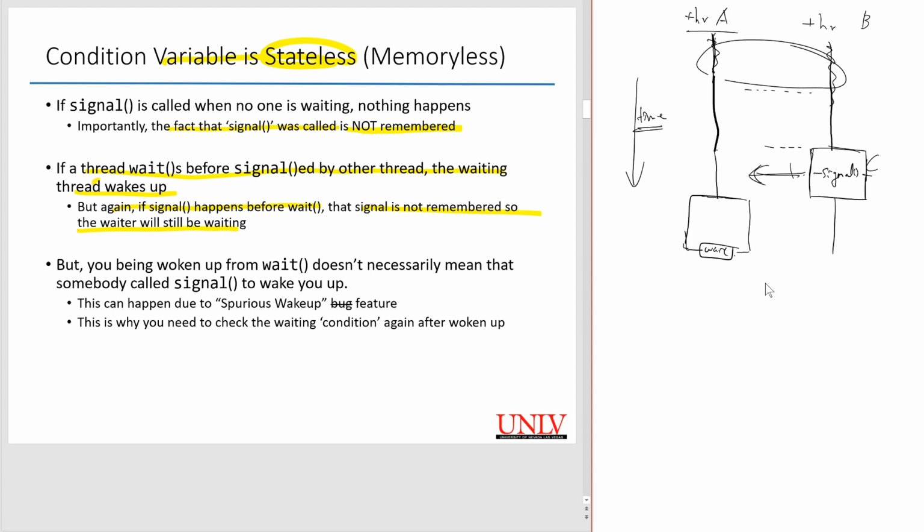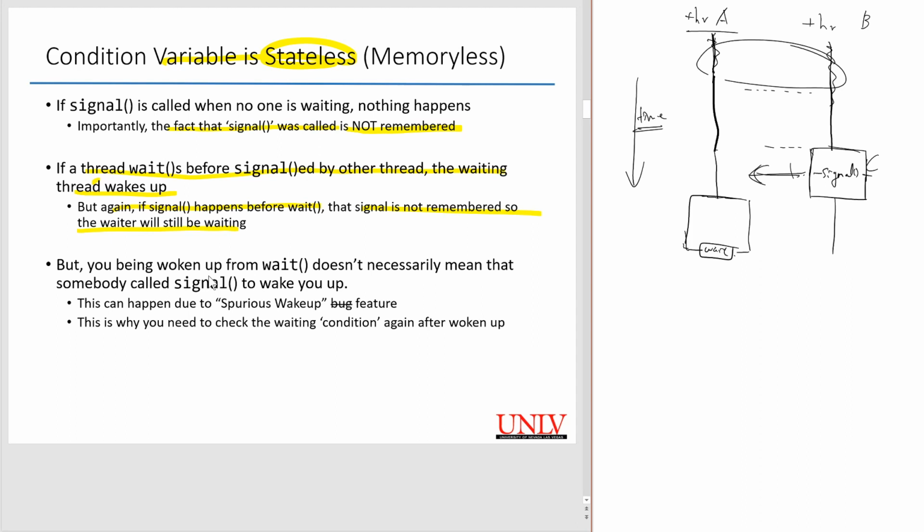This is too trivial. But we need to emphasize the fact that a condition variable is stateless, because there's another synchronization object that we haven't studied yet called a semaphore. The semaphore behaves just like a condition variable, but the semaphore is stateful. That means the semaphore actually remembers how many times signal happened. That's the defining difference between the condition variable and the semaphore. We're going to study the semaphore later.